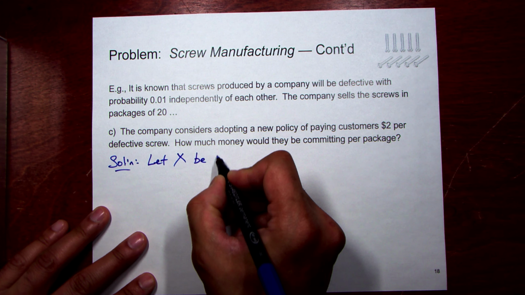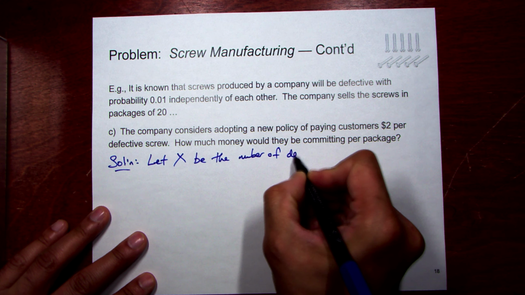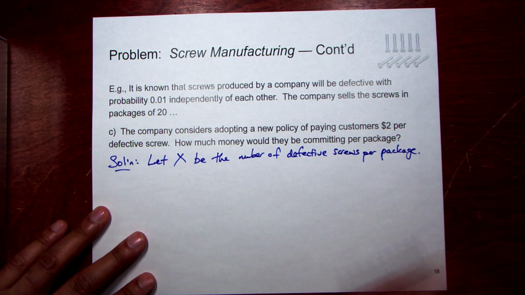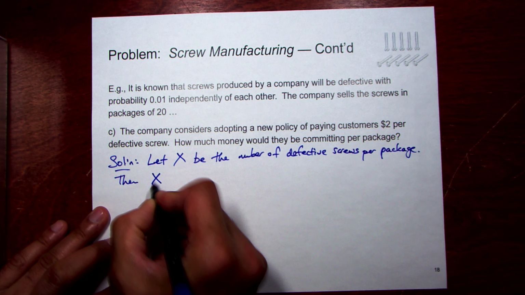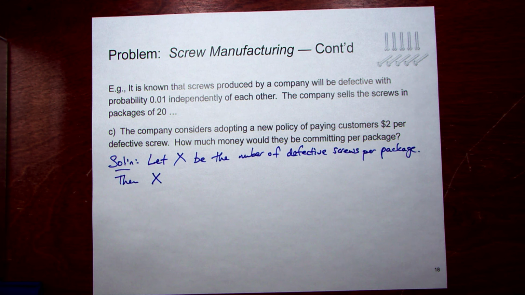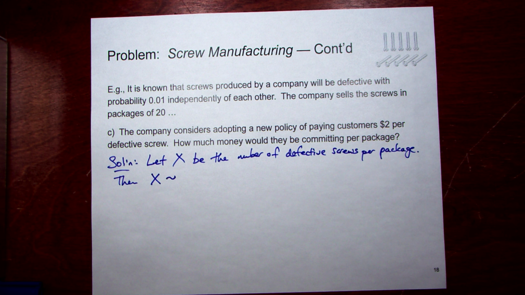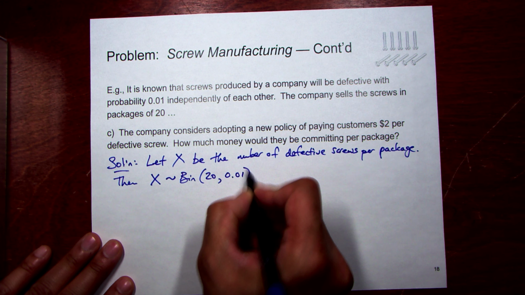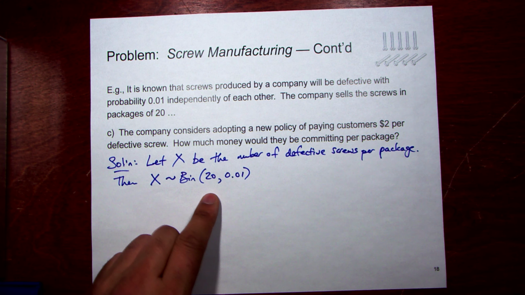Okay, so let X be the number of defective screws per package. Then X has a distribution of what? Okay, someone other than you and you. You guys answer like 90% of the questions. X behaves like? Good. Okay, binomial of 20 and 0.01. N is 20 things per package, and 1% chance for each.